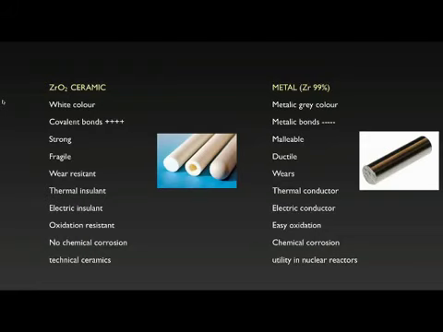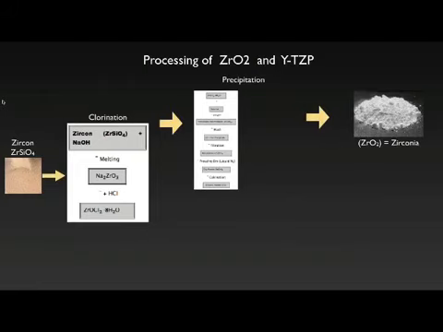The ceramic zirconia, which is the technical ceramics that we're using in dentistry, is a white ceramic held by covalent bonds. It's extremely strong. It tends to be fragile. It's wear resistant. It's an insulant of electricity and heat, and it doesn't oxidize. So there is no metal in these zirconia implants. It's completely a ceramic.